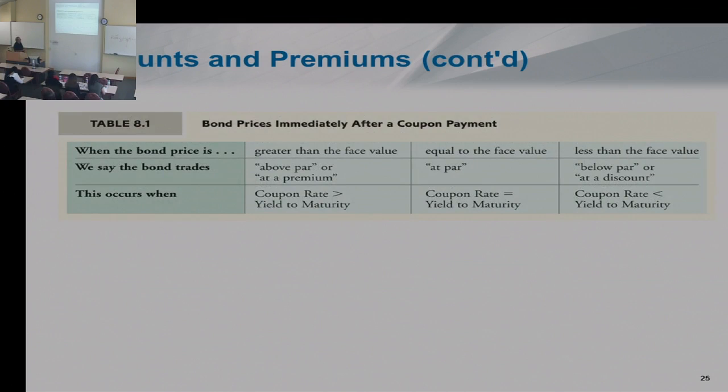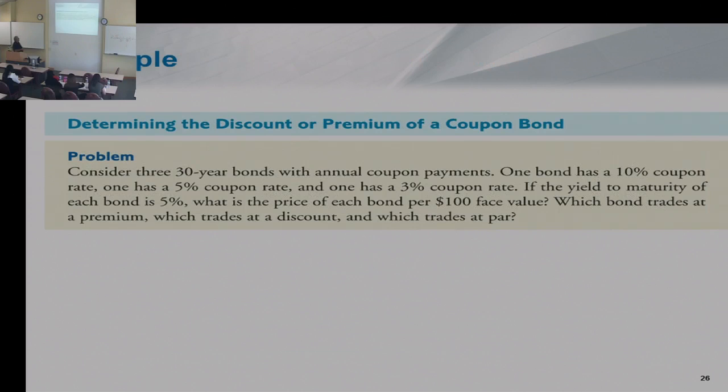There's a little table that summarizes what we said. If the coupon rate is greater, if the actual payments are greater than the required yield, then it trades at a premium. If they're less than the face value, it trades at a discount. Let's look at an example of that.